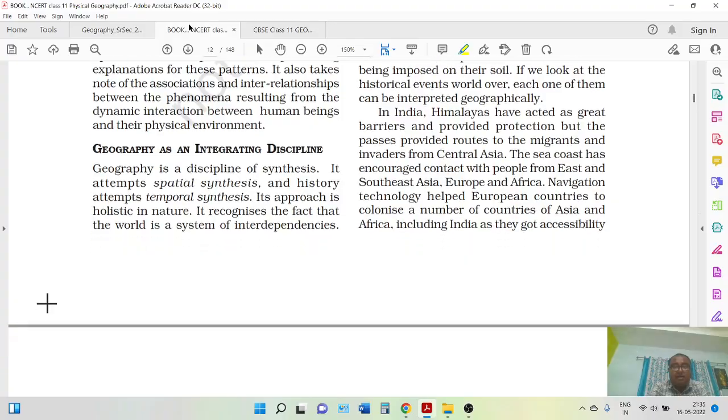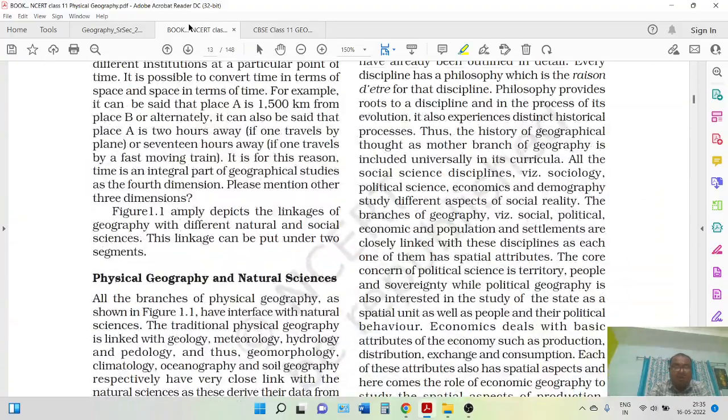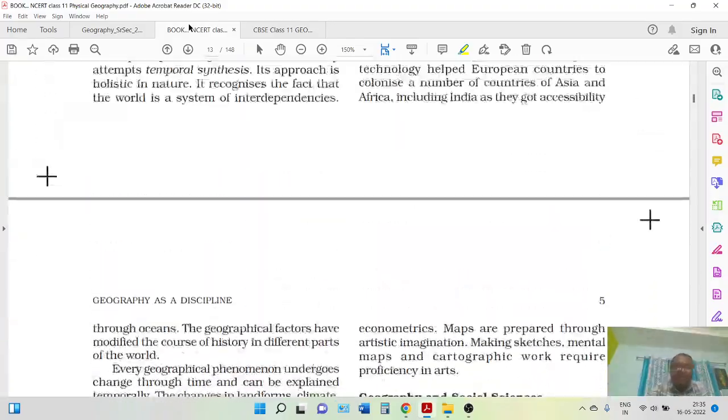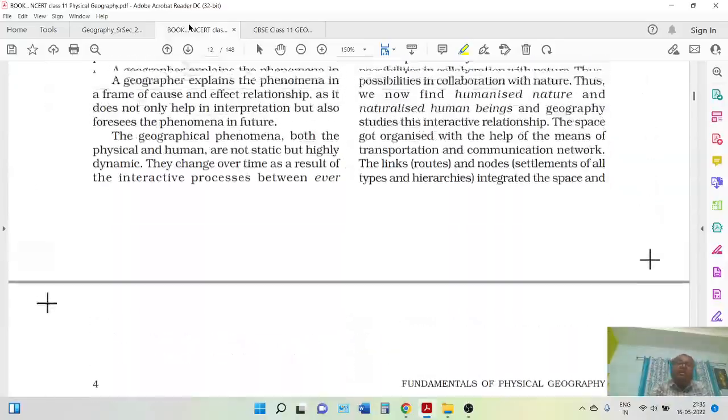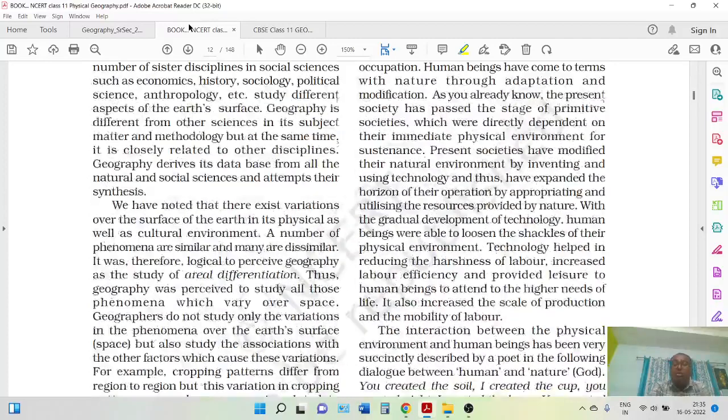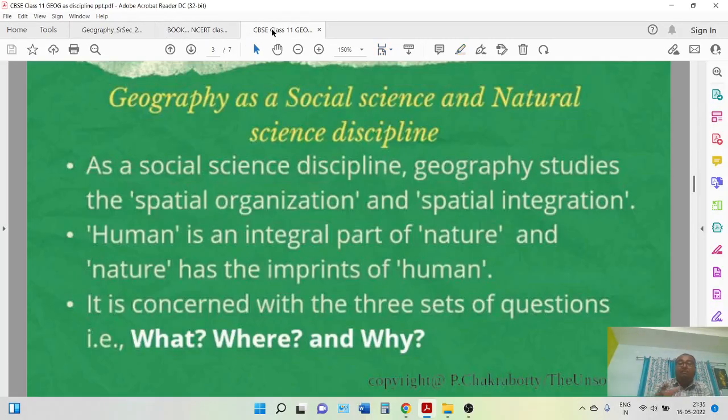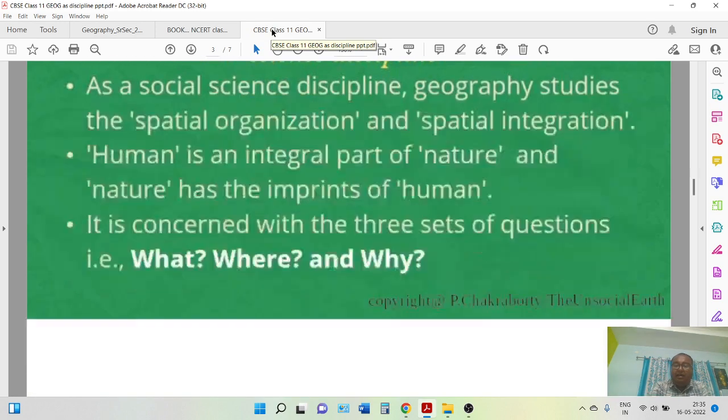Geography as an integrated discipline. Okay, but I think yes, physical geography, natural science, this part is there in the book. So naturalization of human and humanization of nature, that is how humans change the environment and how the environment or nature determines the role of humans. These things we will study in class 11.